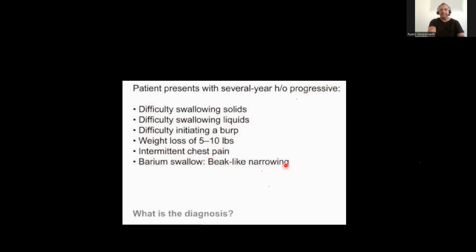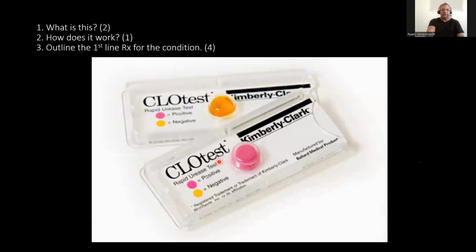So this is probably the highest yield statement in this whole scenario. If you have beak-like narrowing, where the dysphagia is kind of equally bad for solids and liquids, it's a dysmotility problem, okay? And the poster child for dysmotility is achalasia. Achalasia, where there's a degeneration of the myenteric plexus and there's an increased pressure in the lower esophageal sphincter, a failure to relax, essentially, and then you get this achalasia.